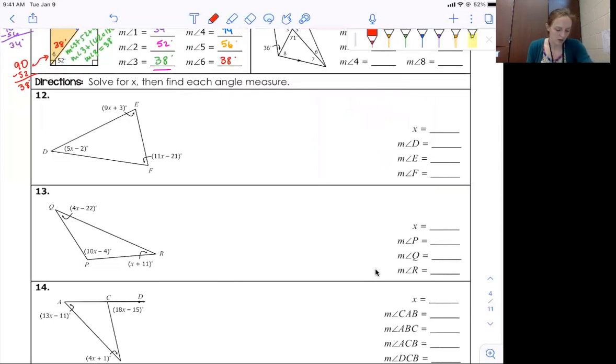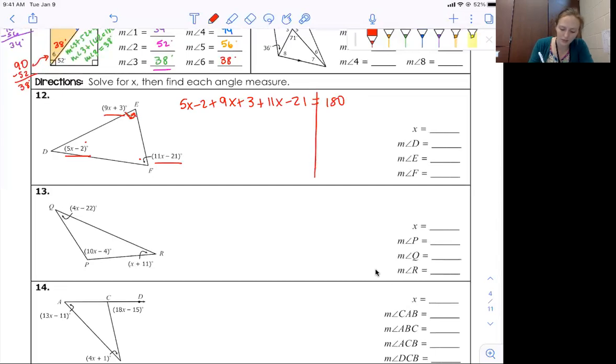Looking at number 12, we have angle E, angle F, angle D. They're all on the inside, even though some of them are written on the outside. They're pointing to the inside angle here of our triangle. So we add up the angles, set them equal to 180. I do 5x minus 2 plus 9x plus 3, plus the other angle, 11x minus 21, and set that equal to 180 degrees.